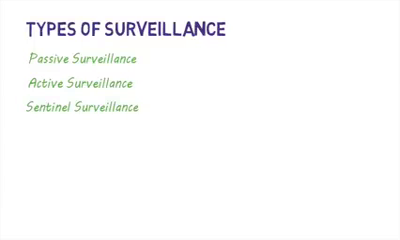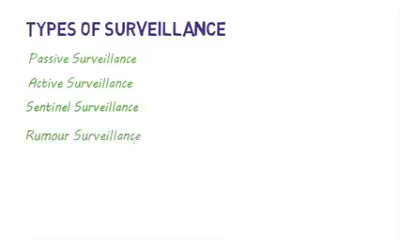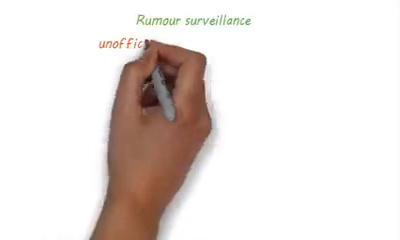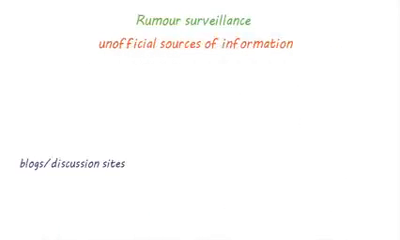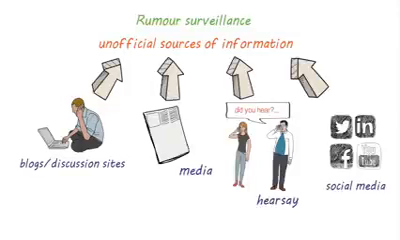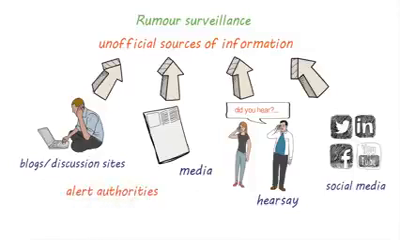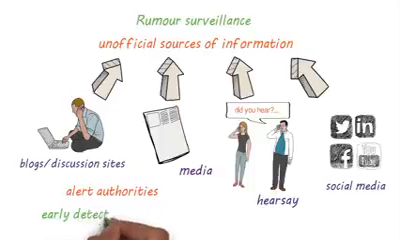Another form of surveillance that's becoming increasingly useful in today's interconnected world is rumour surveillance. This type of surveillance relies on unofficial sources of information like blogs, internet discussion groups, media, hearsay, and social media sites. Rumour surveillance can alert public health authorities to incidents or events that require further investigation and can lead to early detection of disease outbreaks.